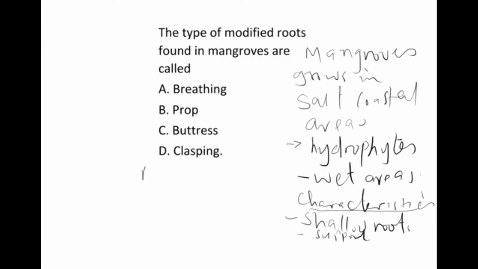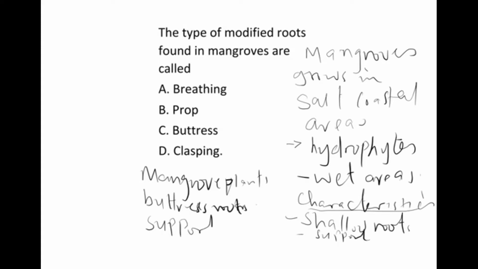Mangrove plants, being a good example of such plants, have what you call the buttress roots. These roots are very important when it comes to support of this plant as it grows in those muddy coastal areas. So it provides extra support so that the plant is not carried away by water currents.